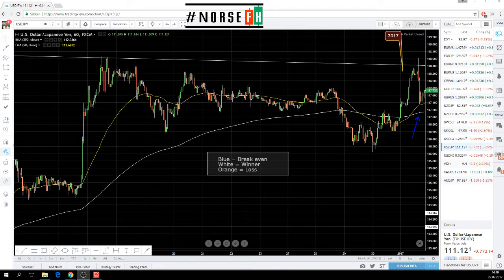In terms of rules for this test, I'm using a 30 pip stop loss for the EA. I'm not using a take profit. I'm using a trailing stop 30 pips above or below the EMA 50.